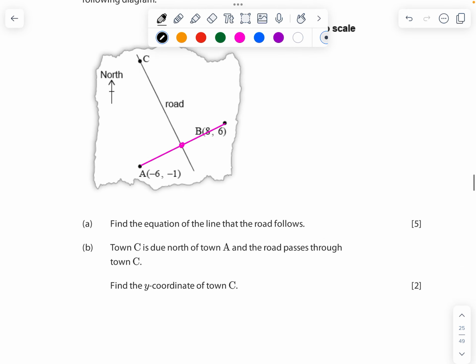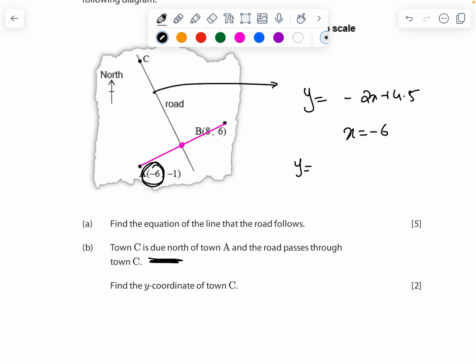Then, town C is due north of town A and the road passes through town C. Find the y coordinate of C. Town C is due north of town A, meaning exactly north of town A. So we know this equation we got just now: y equals minus 2x plus 4.5. But it is due north of A, so I can plug in x equals -6. So y equals negative 2 times -6 plus 4.5, which is going to be 16.5. That is the answer.